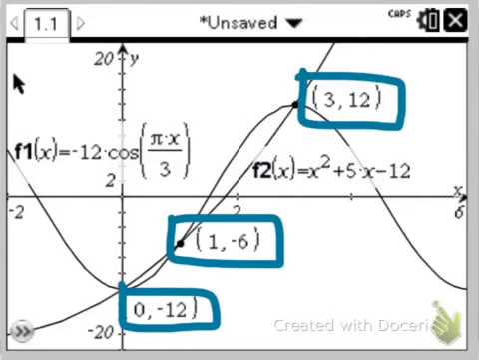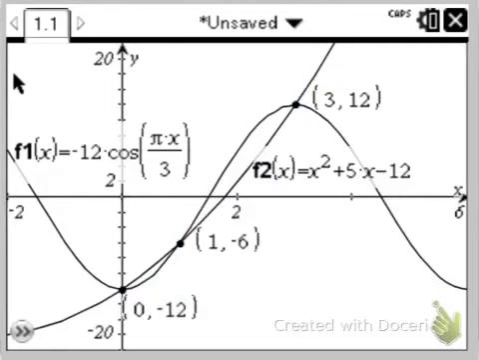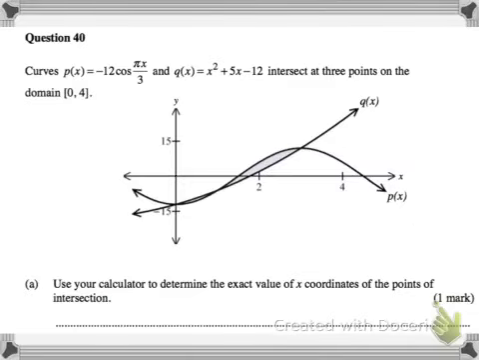So make sure you answer the question though. It says the x coordinates. So the x coordinates are 0, 1 and 3. Okay, so place that here.